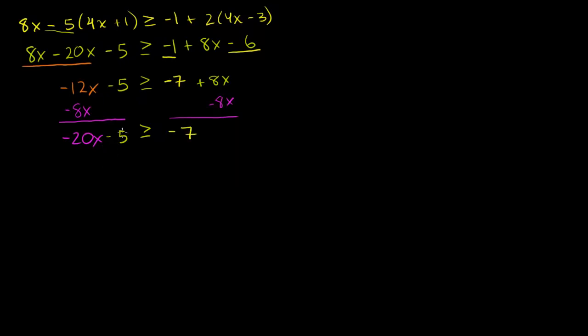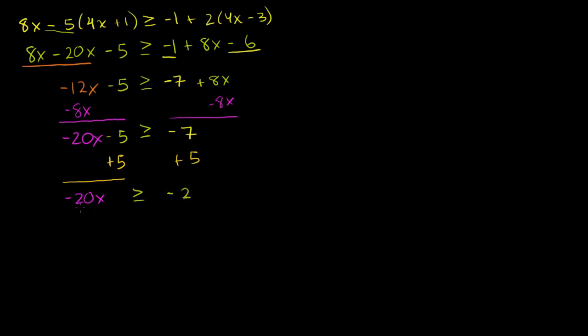And now I want to get rid of this negative 5. So let's add 5 to both sides of this equation. On the left-hand side, you're just left with a negative 20x. The 5 and these 5's cancel out. No reason to change the inequality just yet. Negative 7 plus 5 is negative 2.